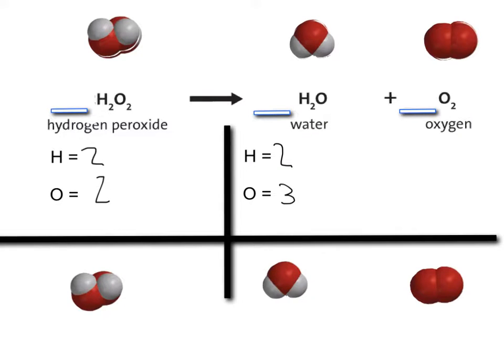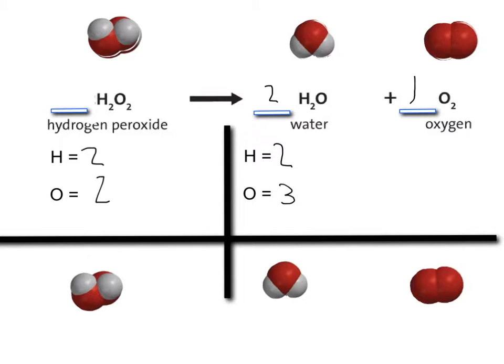In this equation, hydrogen peroxide has 2 hydrogen molecules and 2 oxygen molecules. Water has 2 hydrogen molecules and 1 oxygen molecule, and oxygen has 2 oxygen molecules. Now, because oxygen is odd, we can keep this even, and we need to make the oxygen molecules even. So we'll multiply this by 2.